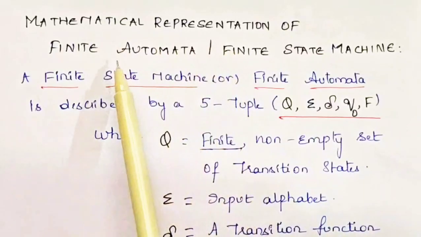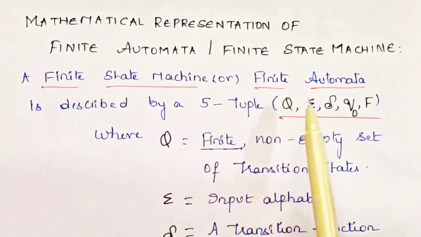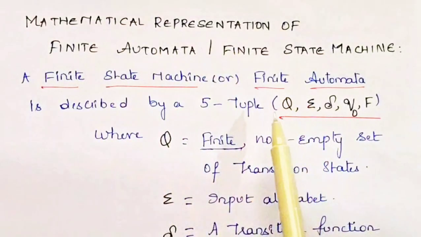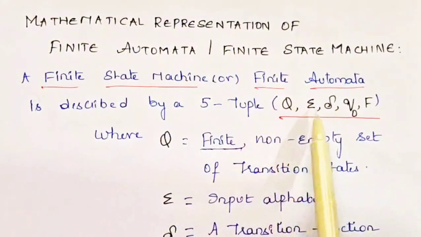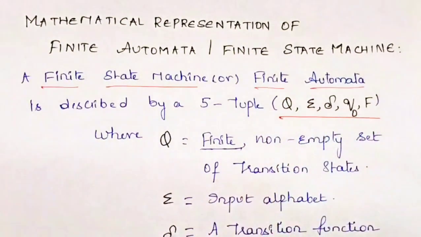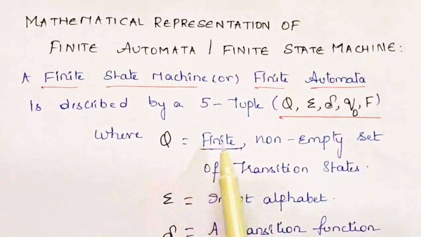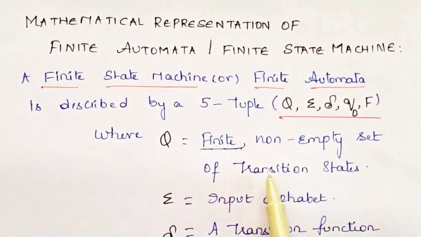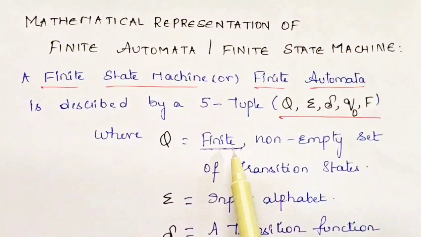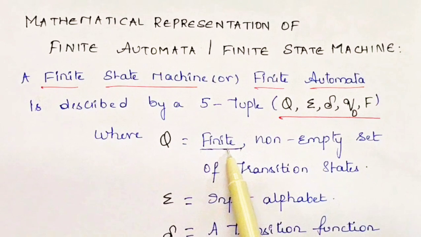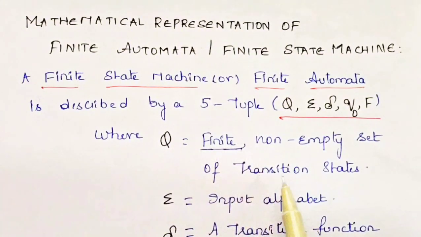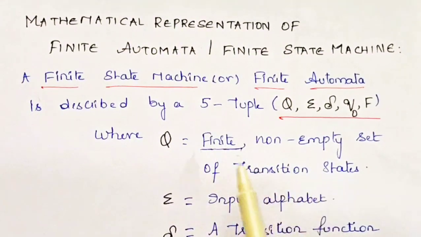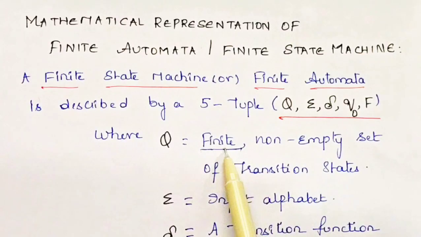Mathematical representation of finite automata or finite state machine. The finite automata is denoted with the five tuple Q, sigma, delta, Q0 and F, where Q is a finite non-empty set of transition states. Here the term finite indicates that the finite automata, upon reading an input from the input tape, will automatically create a corresponding number of memory cells to process the input. Thus, the transition states are based upon the input that is being processed through the machine.